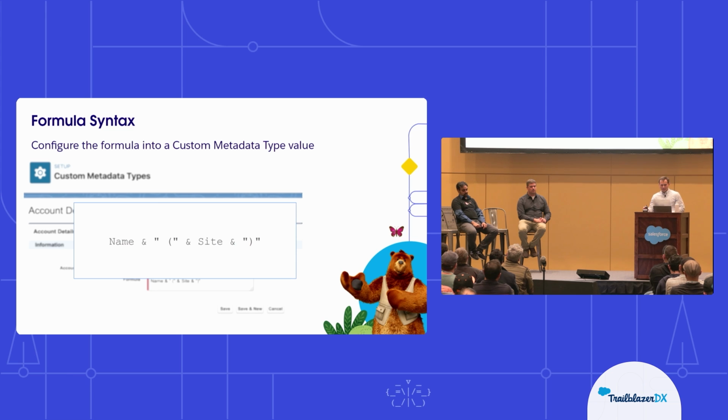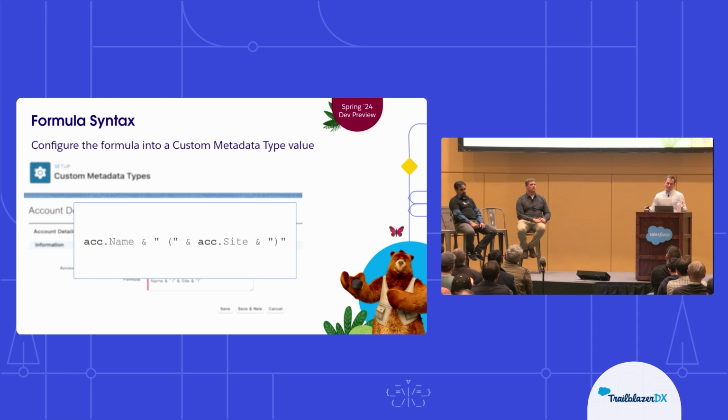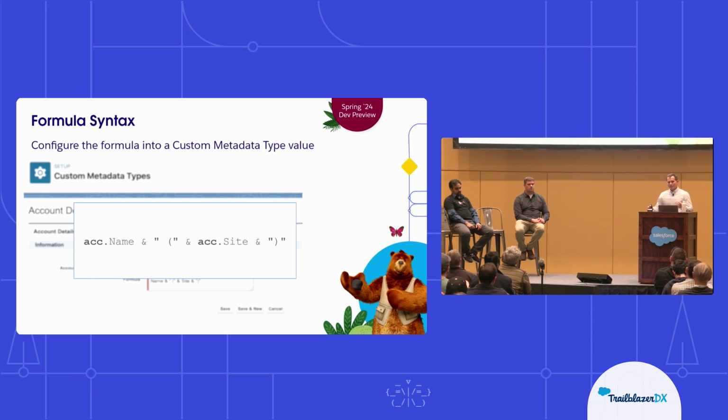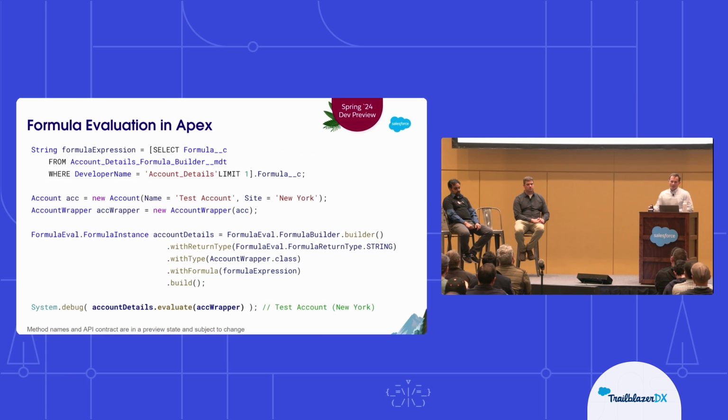So this is how it will look in the summer version of 24. This is the beta. This is how it currently works in the dev preview in Spring 24. We currently don't have direct access to SObjects in the formula evaluation, so we have to wrap them. And our wrapper class here is just simply an account wrapper which exposes account as a property of ACC. It's a global property. So with that, at that point, the admin is done with his side of the work.